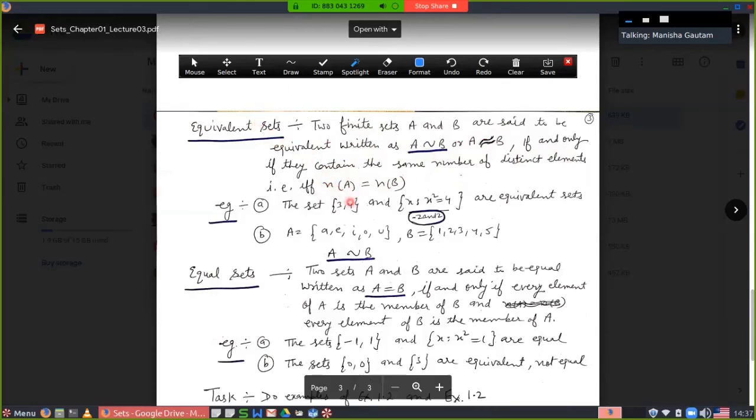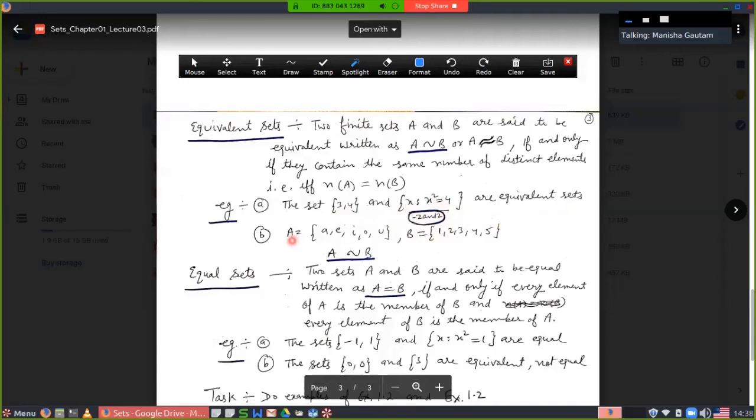Here is an example. The set having elements 3 and 4, and the second set, x of all elements such that x square is equal to 4. What is the meaning of x square equal to 4? The square of 2 is 4 and the square of minus 2 is 4. It means only two elements are there, minus 2 and 2. Here is minus 2 and 2, here is 3 and 4. The number of elements is 2 here and 2 here also. It means these are equivalent sets.